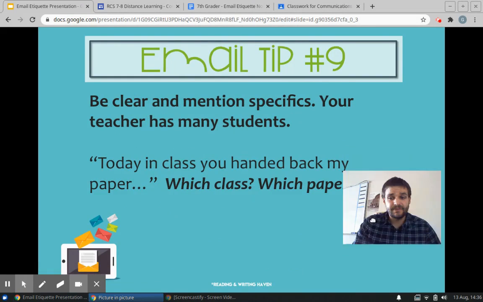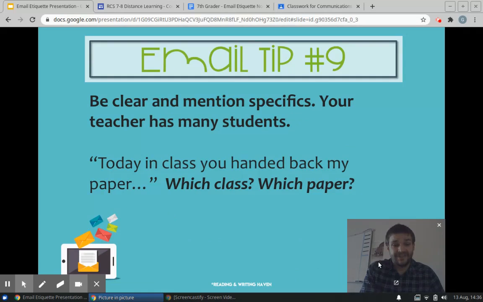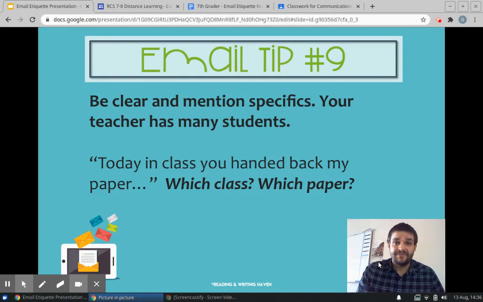Tip number 9 is to be clear in your email. Be specific. If you write, Mr. Nielsen, can I have another copy of that assignment? I'm like, which assignment? Right? And I have to email you back and ask that. And then you have to email me back. And then I have to email you back, right? There's twice as much emailing going on if you're not clear. And so think about that.